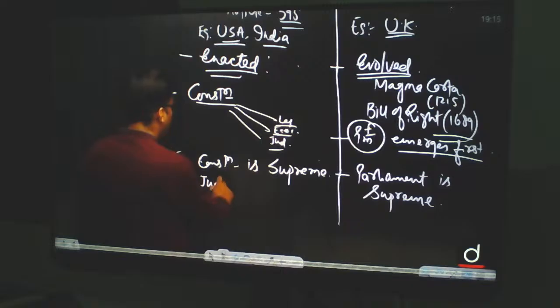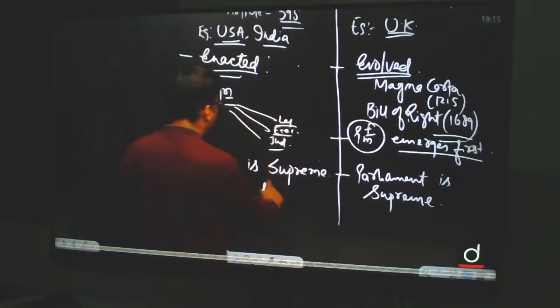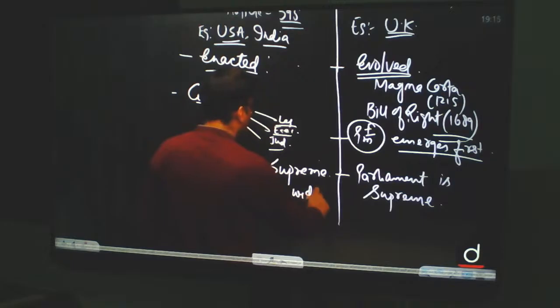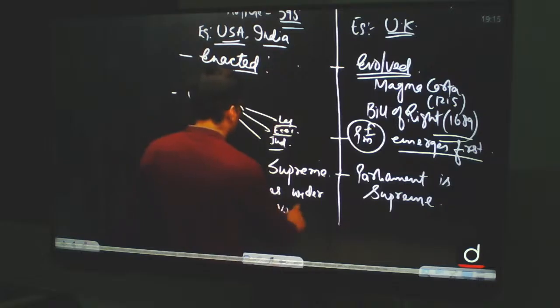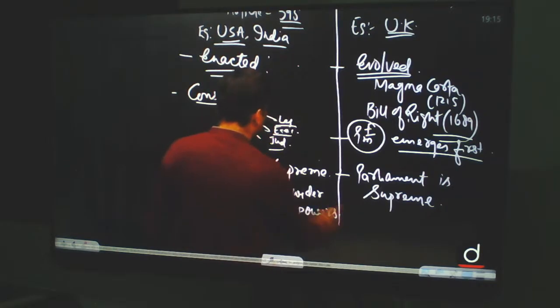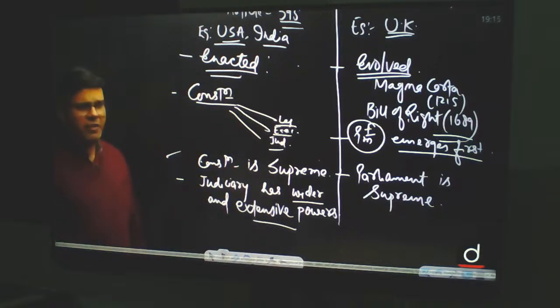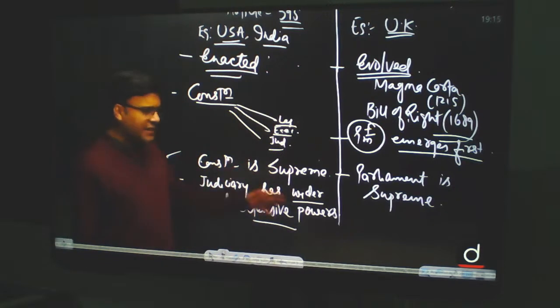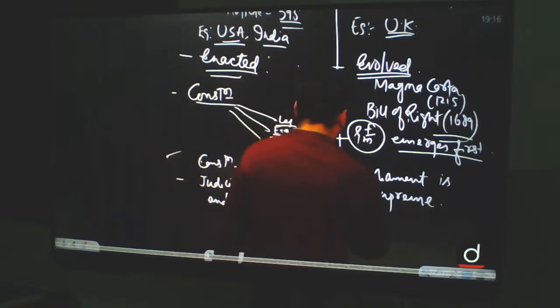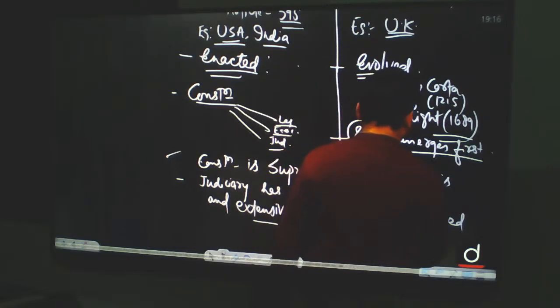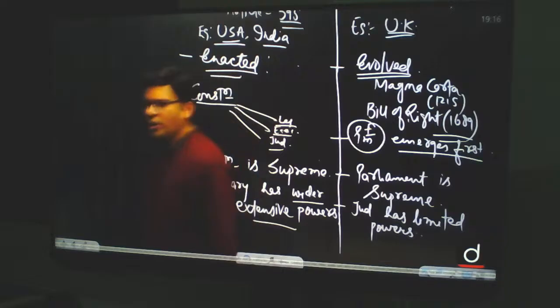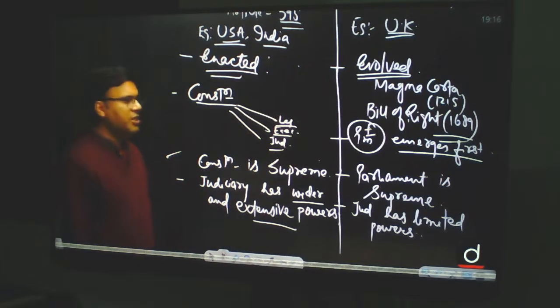रिटन में लिखिए, जुडिशरी has wider and extensive powers. The judiciary definitely will have wider powers. They will have extensive powers. But in an unwritten constitution, judiciary has limited powers. इनके पास बहुत ही सीमित शक्ति आपको देखने को मिलेगी जुडिशरी के कॉन्टेक्स्ट में. सो जुडिशरी विल हैव लिमिटेड पावर्स. ओके.